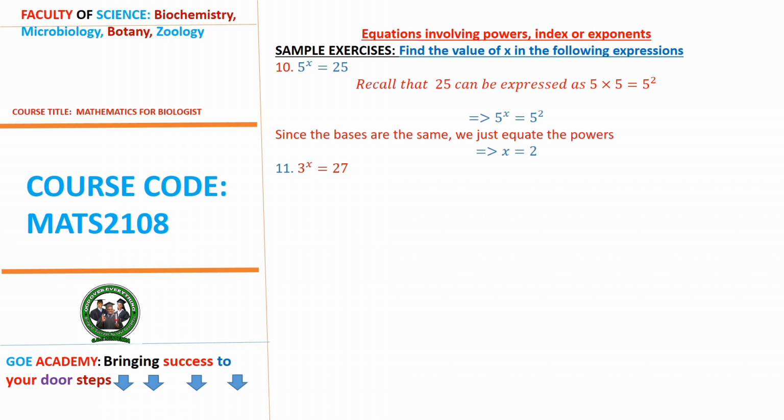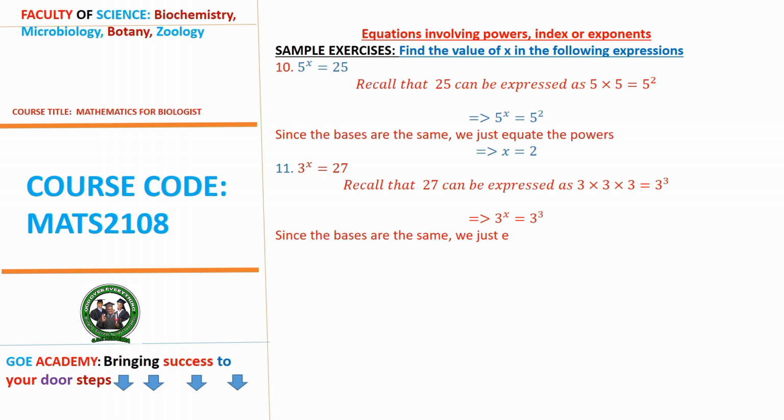Exercise 11, we have 3 raised to the power x equals 27. Recall that 27 can be written as 3 times 3 times 3, which is 3 raised to the power 3, since 3 has repeated itself thrice. That's the laws of notation, as we saw initially. So in that case, our expression becomes this, and since the bases are the same, we just equate the powers. So our value of x equals 3.